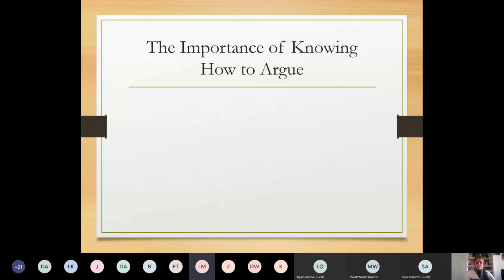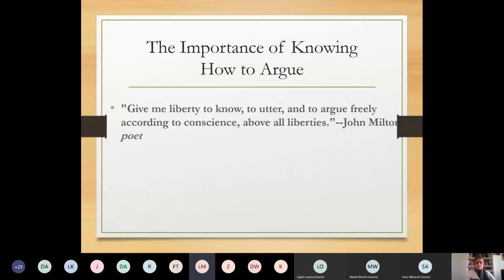What is argumentative? What is argue? Argue is to discuss, to say your opinion, and support it, to learn to be free. Give me liberty to know, to utter, and to argue freely according to conscience above all liberties. It's said by John Milton. He's a poet. So freedom gives you the power to argue.